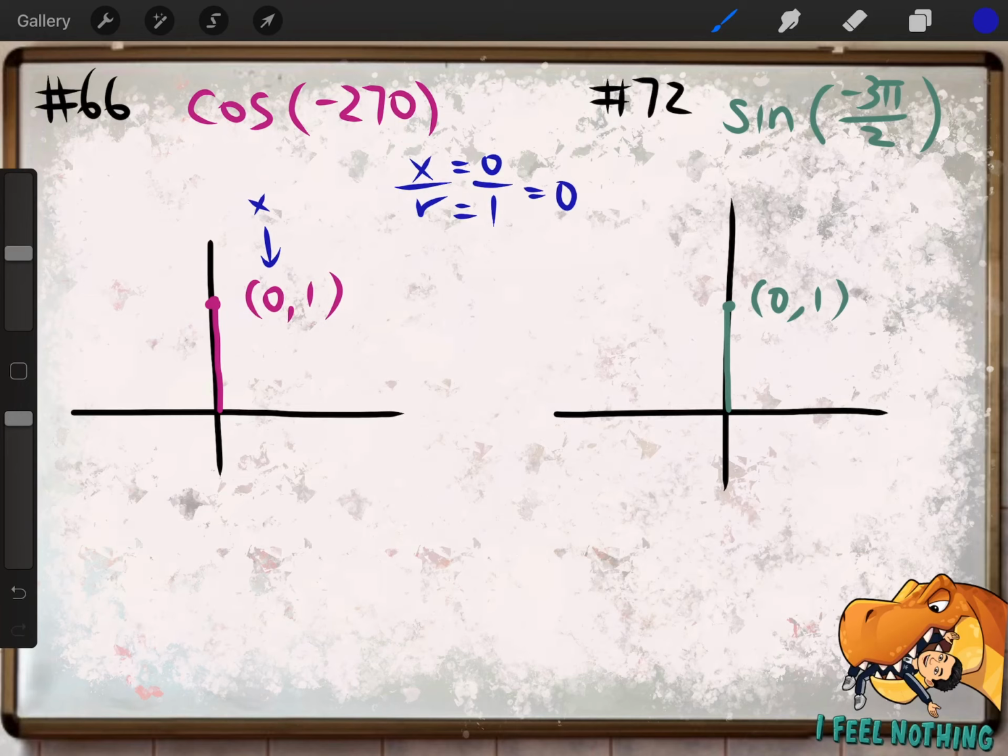So 72, we got sine, which is y over r. It will be a lot easier if you convert negative 3 pi over 2 radians to degrees, which is negative 270 degrees. So you go clockwise and get to the positive y-axis. So you label it as 0 comma 1, like in number 66. So y over r, we know that y is 1, and r is 1. So it's going to be 1 over 1, which equals 1.